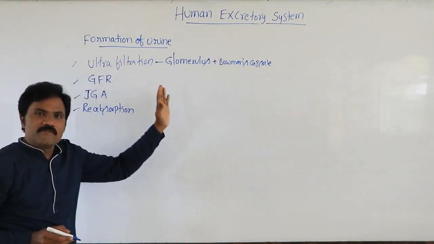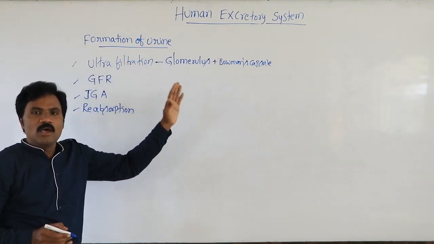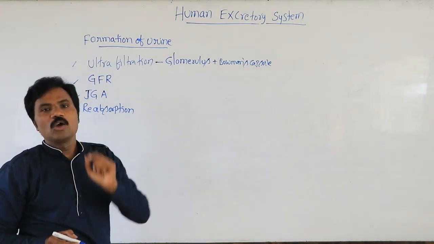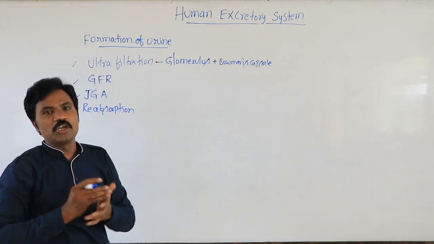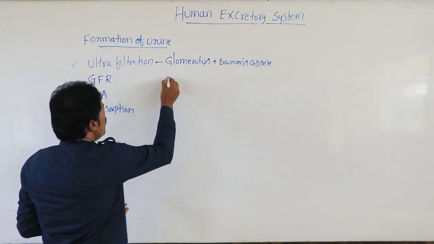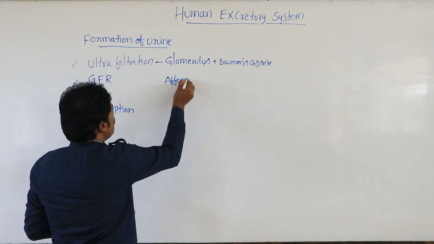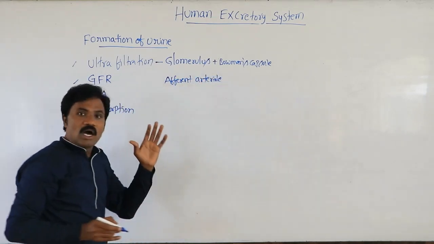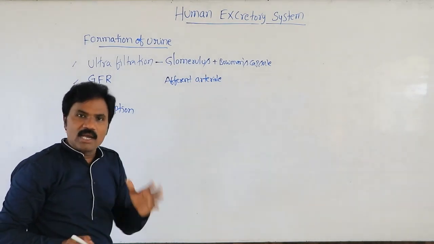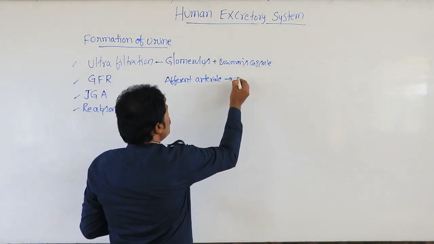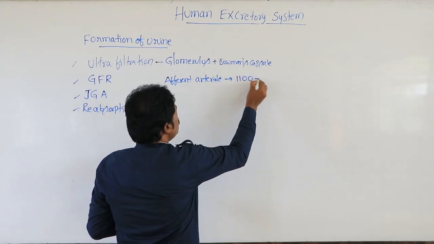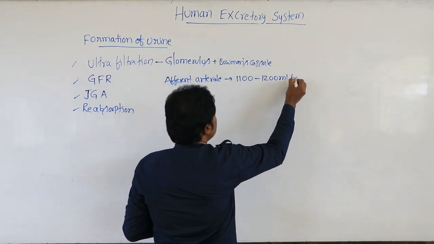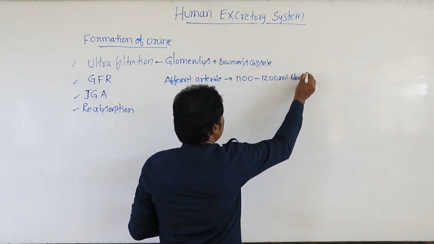In this ultrafiltration, how much amount of blood enters into the glomerulus from the afferent arteriole? Already we know, the afferent arteriole collects 1100 to 1200 ml of blood per minute.